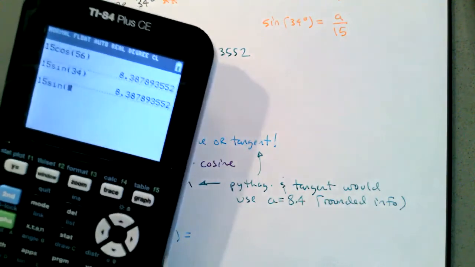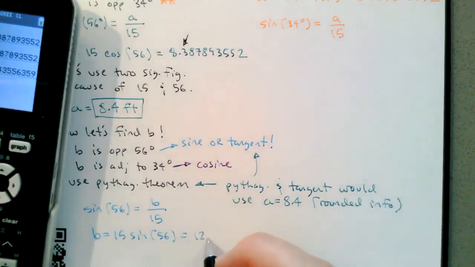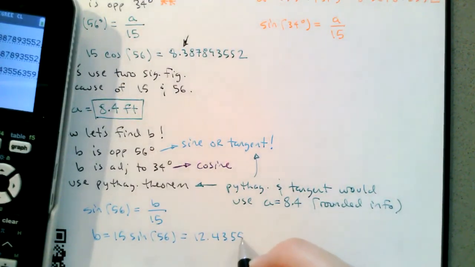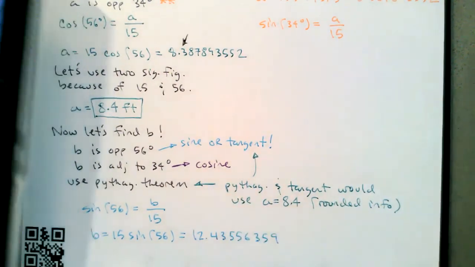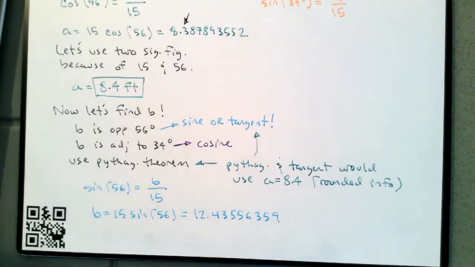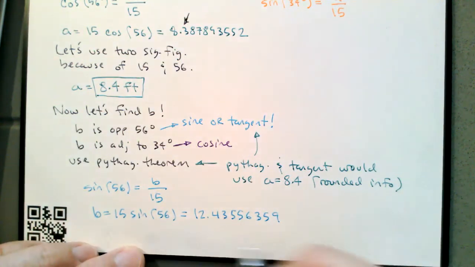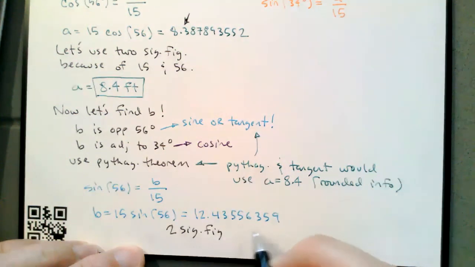So 15 sine of 56 is 12.43, lots of stuff. You should never feel compelled to write down all these digits. Since we're rounding to two significant figures, it wasn't specified to round to a particular decimal place, we'll go to two significant figures. And we'll say B is equal to 12 feet.